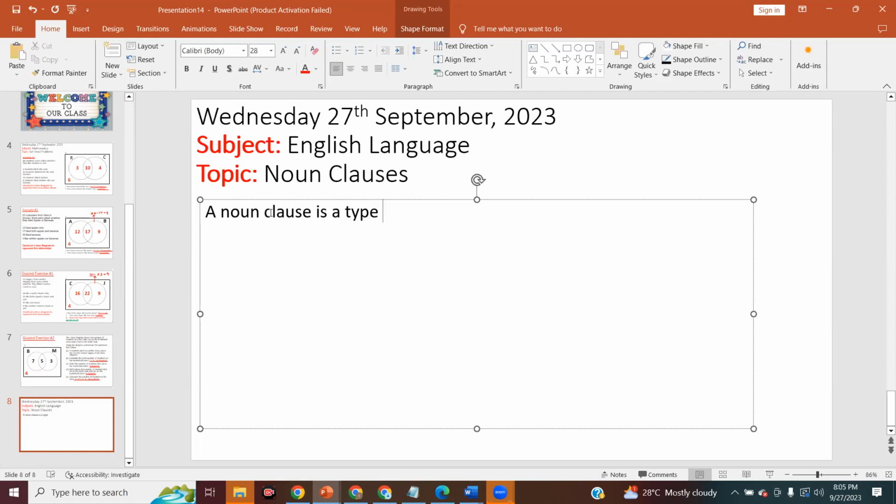Very good. Yes, sir. So a noun clause is a type of subordinating clause. Not subordinating, dependent clause. That's the difference. So it's a type of dependent clause that functions as a noun within a sentence.